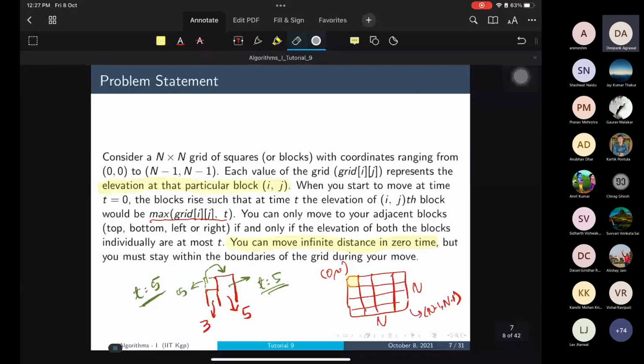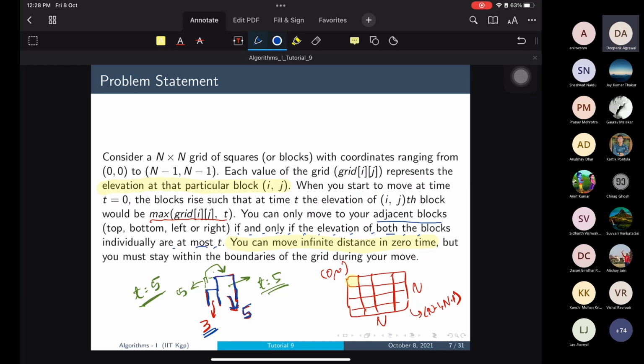So this was the problem statement. Is the problem statement clear to everyone? So can you explain once again when can we move to the adjacent blocks? Yeah, sure. Consider that you are at this particular block, which has an elevation of 3, and the adjacent block is this one, which has an elevation of 5. Then it says that you can move to your adjacent block if and only if the elevation of both the blocks is at most t.